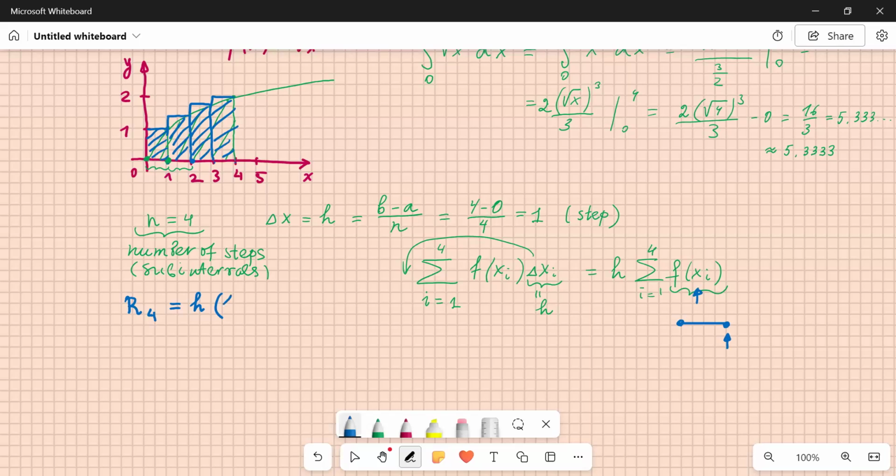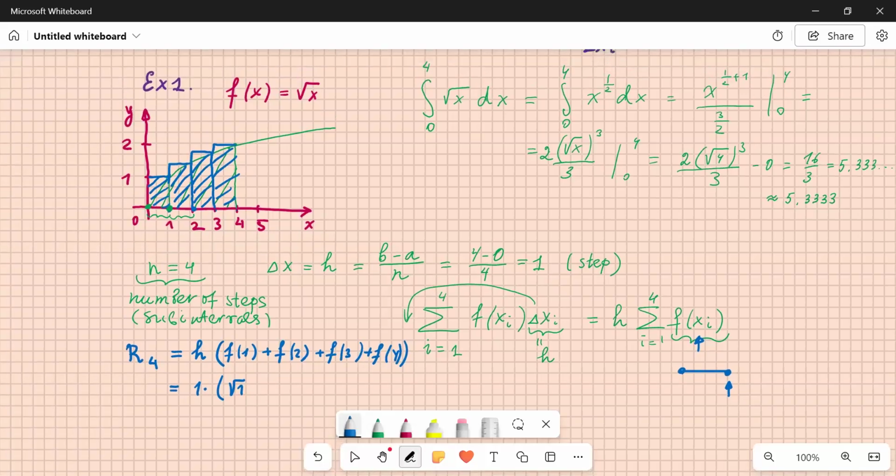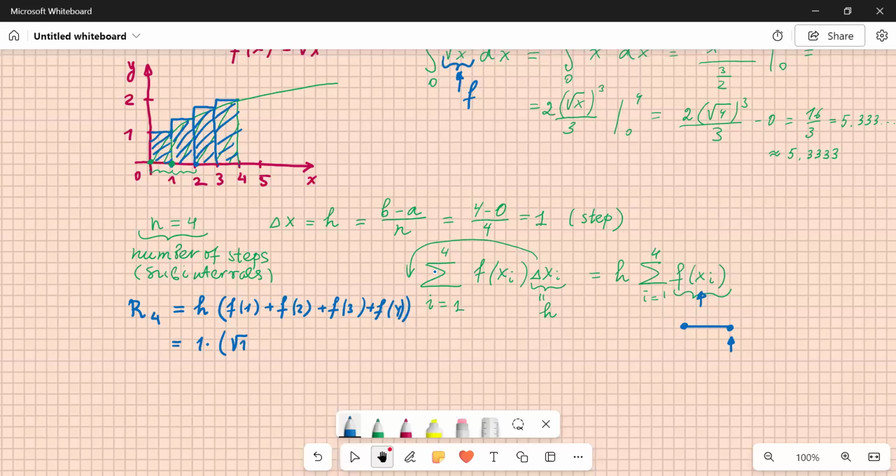So we are going to have f of 1 plus f of 2 plus f of 3 plus f of 4. Sorry. They are going to be f of x1, x2, x3, x4, but because they are already 1, 2, 3, 4, I'm just going to name them that way. So my step is equal to 1. f of 1 is the square root of 1. We are not using the actual integral. We are using the function from under the integral. This is my f. Okay.